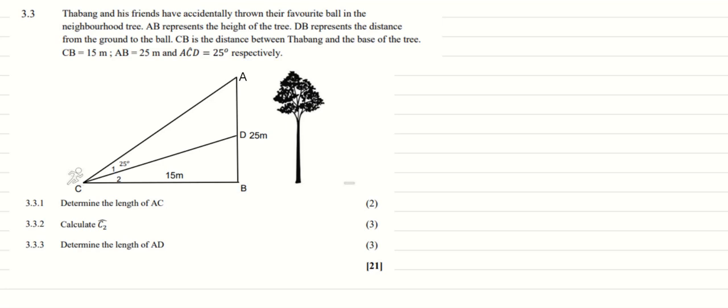3.3. Tabang and his friends have accidentally thrown their favorite ball in the neighborhood tree. AB represents the height of the tree. DB represents the distance from the ground to the ball. And CB is the distance between Tabang and the base of the tree.